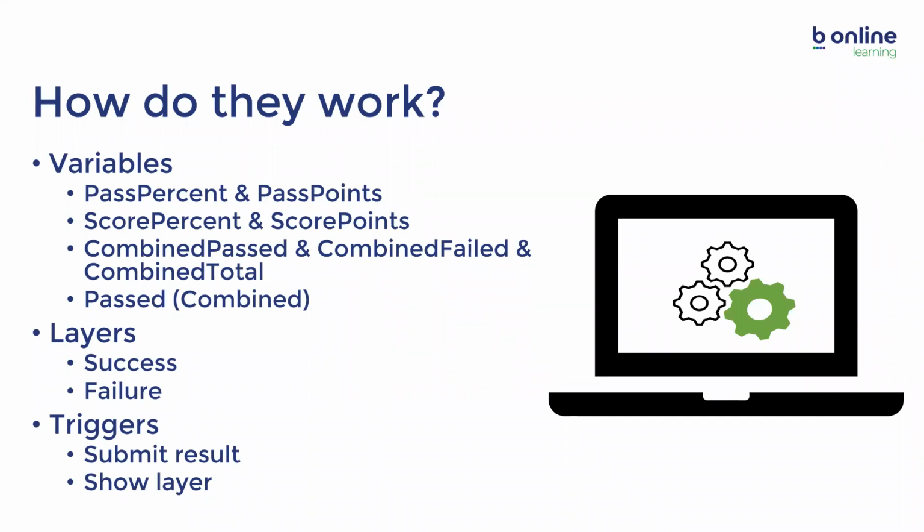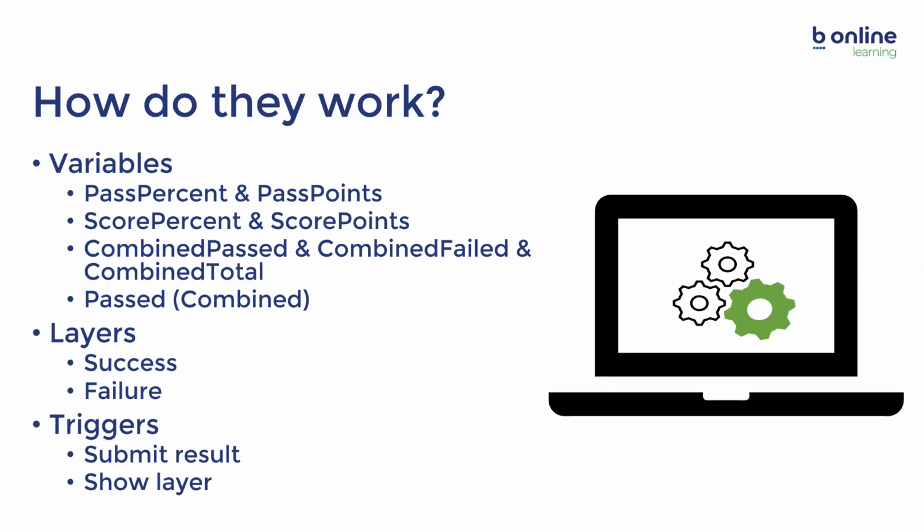Okay, so Pass Percent and Pass Points equal the percentage or points you need to get in order to pass, whereas Score Percent and Score Points are the percentage or points that the learner actually achieved. So you can see basically by comparing one with the other, Storyline can determine if the learner passed or failed. So say, if the Score Percent variable is greater than or equal to the Pass Percent variable.